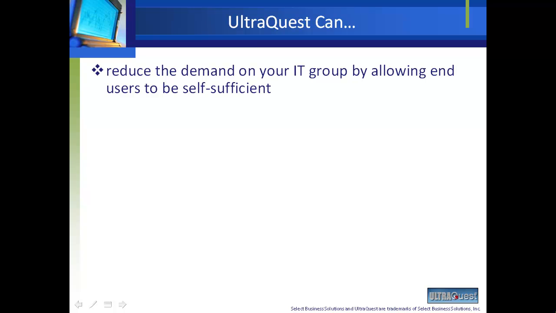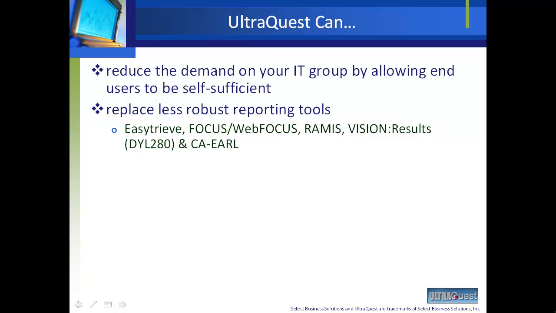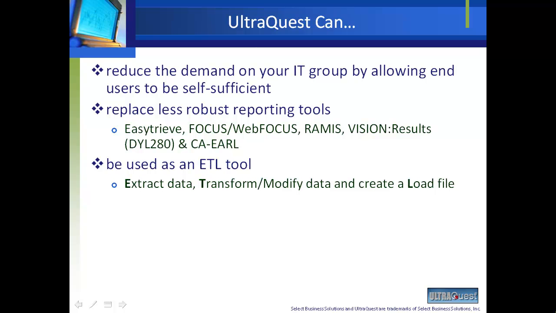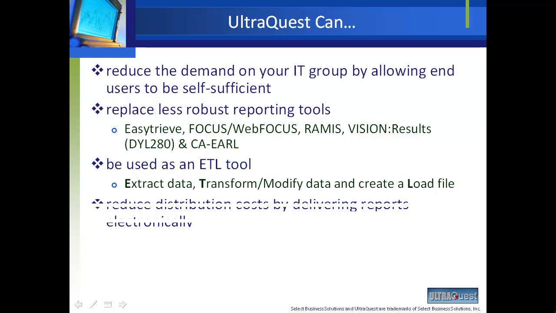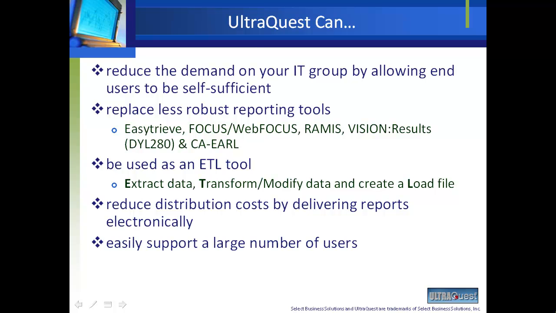UltraQuest can reduce the demand on your IT group by allowing the end users to be self-sufficient, and replace less robust and more complicated reporting tools such as EasyTrieve, Focus, WebFocus, Ramis, Vision Results, and CA-Visual. It can be used as an ETL tool where you can extract, transform, and create a load file to be used in further processing. Reduce distribution costs by delivering reports electronically. Easily support a large number of users and handle large volumes of data.